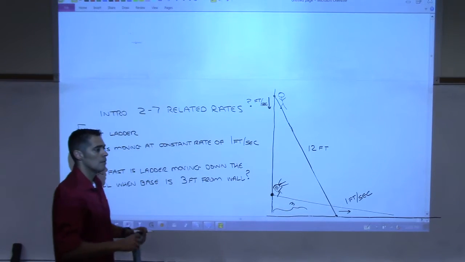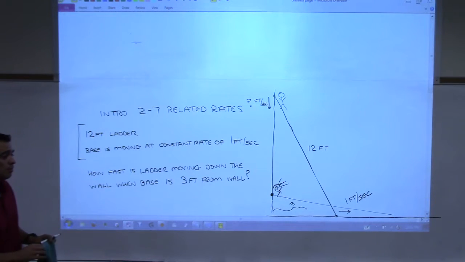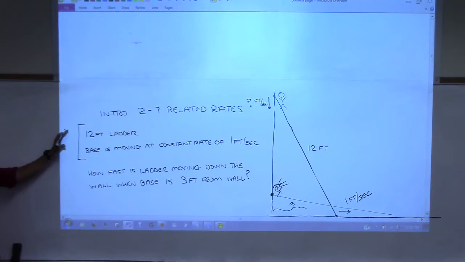Don't you need 2 sides of the triangle in order to solve that? I don't know. We'll see. Let's see what happens. Everyone understand the situation, how things are moving around? Understand what we're being asked for?